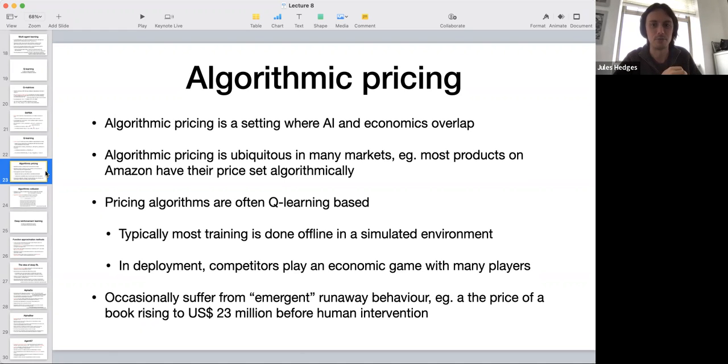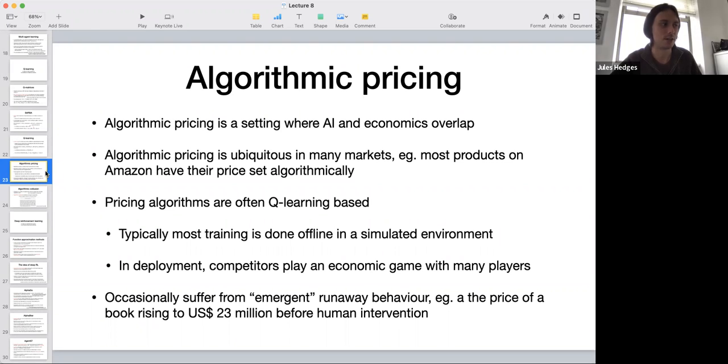Algorithmic pricing, as you might know from background knowledge, is ubiquitous in a lot of markets. An example you're likely to come across in real life is that most products on Amazon have algorithmically set prices. There's typically no human in the loop when choosing prices for products on Amazon. There are some other examples which are not consumer facing, where certain markets have algorithmically set prices. And pricing algorithms are often based on Q-learning.